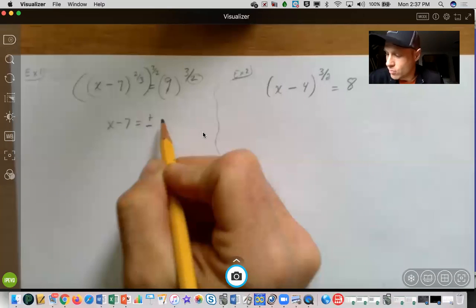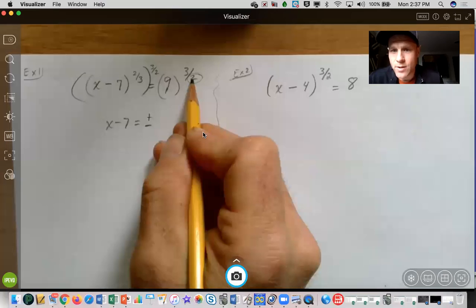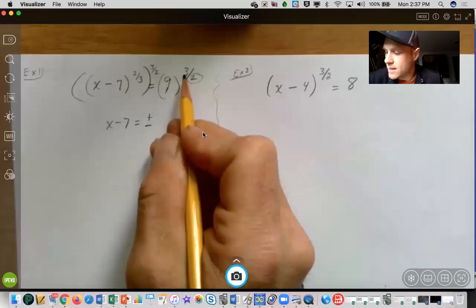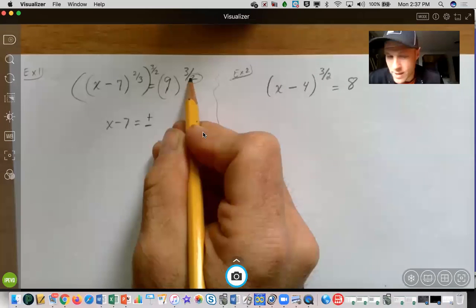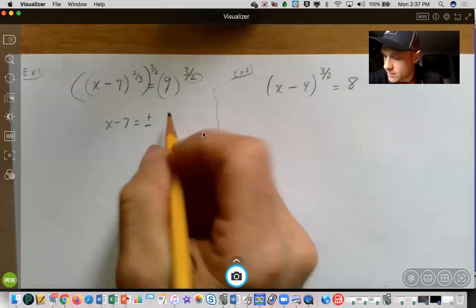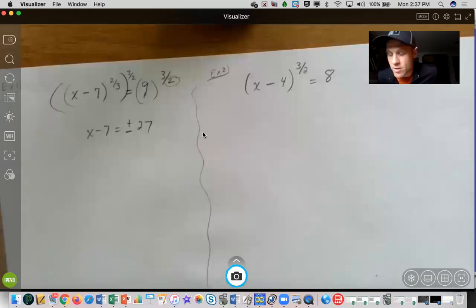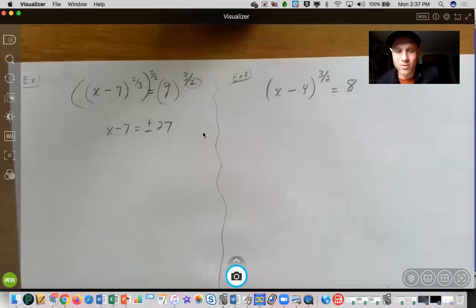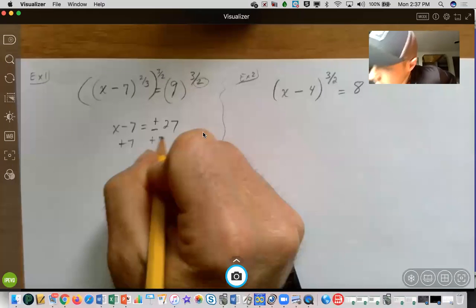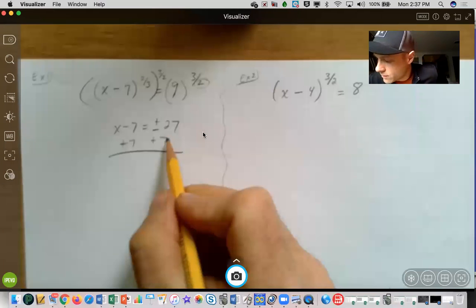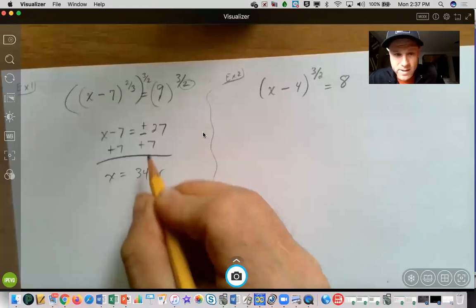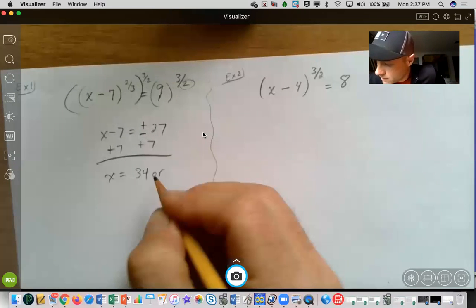The square root of 9 is 3, right? 3. And then we got to cube it. So if I take and cube 3, I could get 27, or I could get negative 27. So there's going to be my 2 possible solutions I need to run through. So I'll just add 7 to both sides. And 27 plus 7 is 34, right? 34. Or negative 27 plus 7 is negative 20.